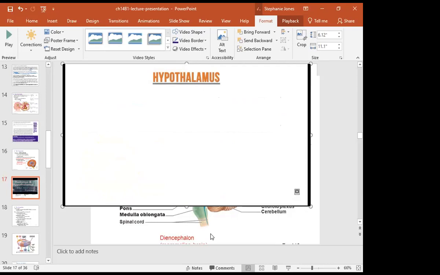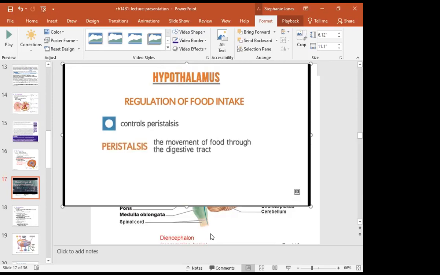The next major function of the hypothalamus is the regulation of our food intake. The hypothalamus regulates food intake by controlling peristalsis, which is the movement of food through the digestive tract, and it also controls feelings of satiety and fullness. The hypothalamus is able to perform these functions by responding to changes in blood nutrient levels, to chemicals secreted by fat cells, and to hormones secreted by our intestines.